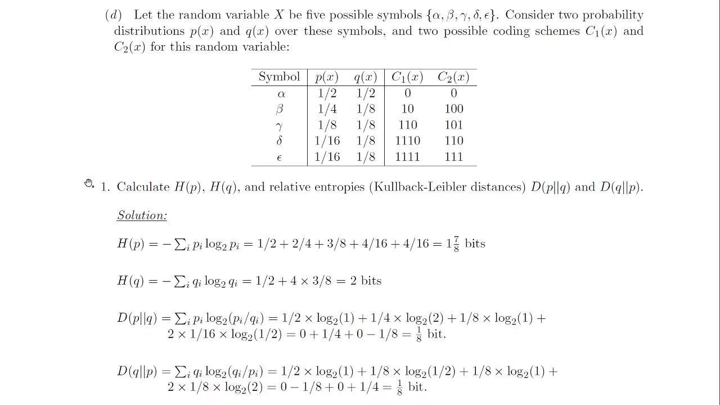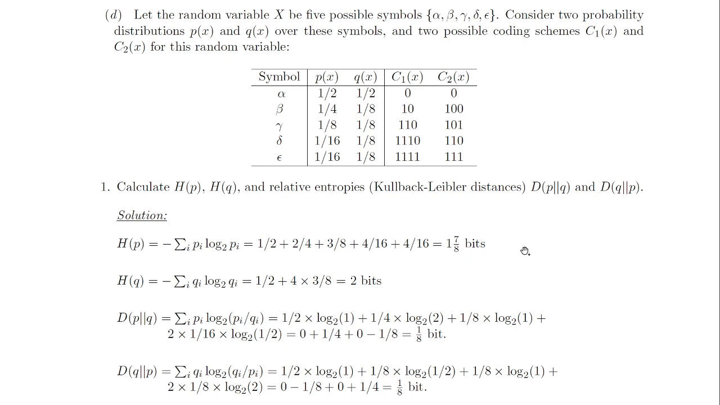The first part simply says calculate the entropy of each of these 2 probability distributions, P of x and Q of x, and the relative entropies. As you know, these are generally asymmetrical. So normally these 2 Kullback-Leibler distances will not equal each other. In this particular case, it happens that they do. Entropies are straightforward to calculate. You've done this several times already.